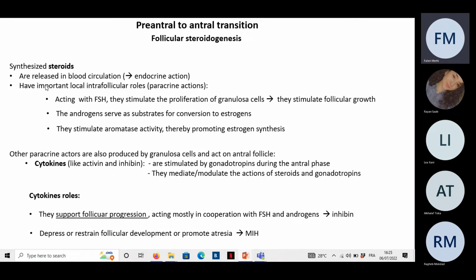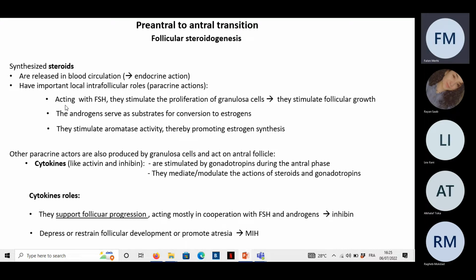But they also have important local intrafollicular roles. So not all of the synthesized steroids will pass in the blood to have endocrine actions. A lot of the steroids produced will remain in the ovaries and will have local intrafollicular roles. Okay, so they will have paracrine actions. In fact, those steroids, we mean the estrogens and progesterone.